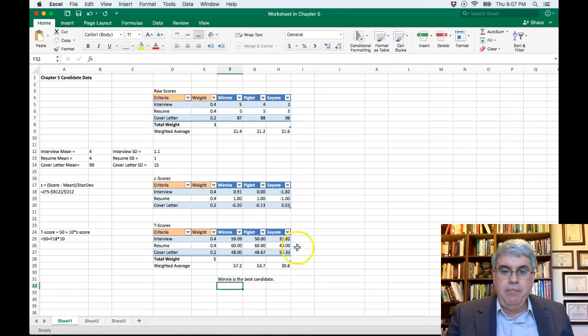And we'll be able to communicate this information pretty easily to somebody because these scores all make intuitive sense since it looks like they're on a 0 to 100 scale.